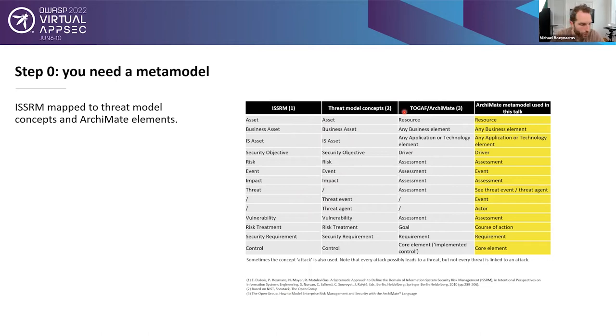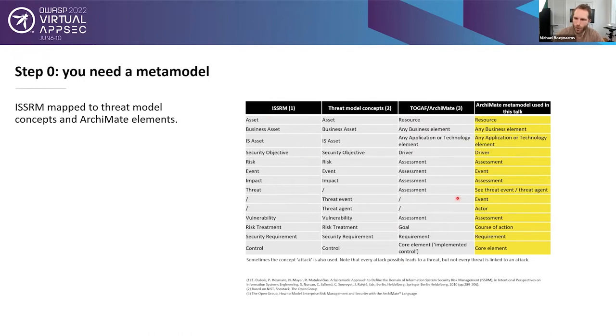And ArchiMate, well, we'll be using ArchiMate here because I think it's basically the de facto modeling standard for enterprise architecture. And so we need to map the ISSRM meta model to ArchiMate as well. And these are some ArchiMate elements. We will come back to that. It's not that important for this talk, but we had to make the mapping between ISSRM concept and an ArchiMate element. And that's basically what you see here on the right of this table. These are the elements that we use in this talk and how they map again to the ISSRM concept.